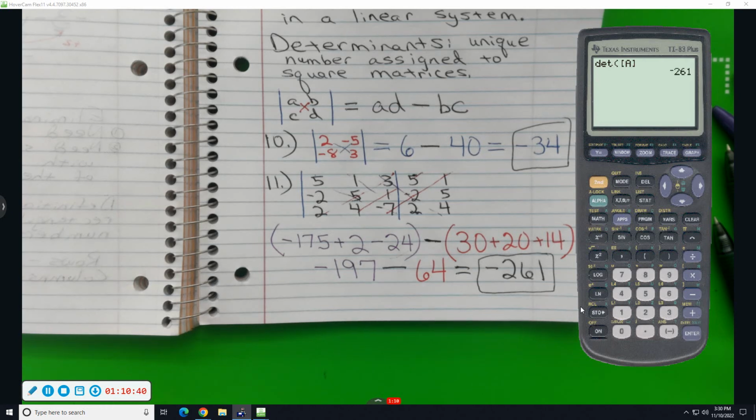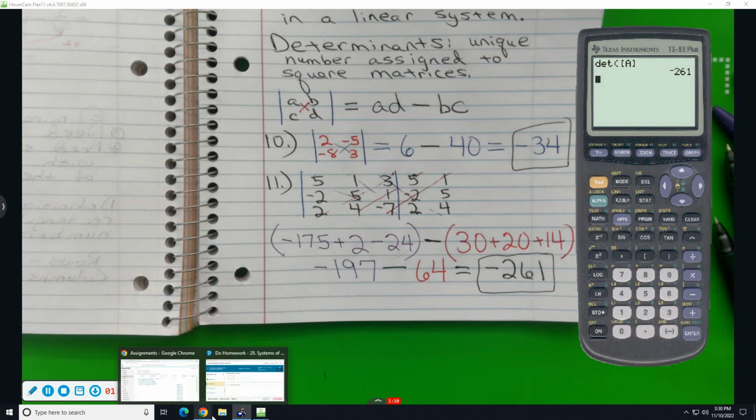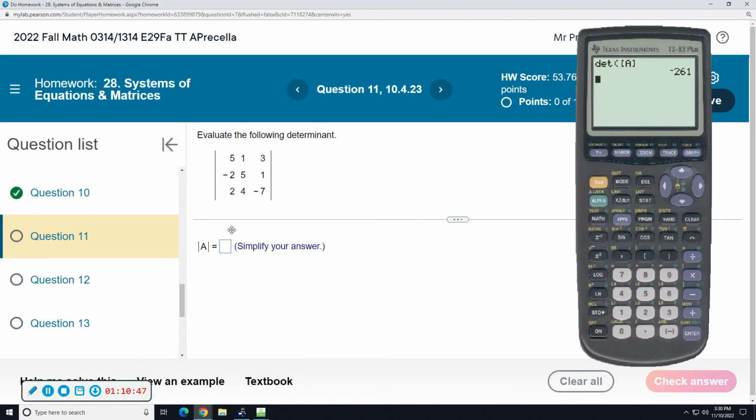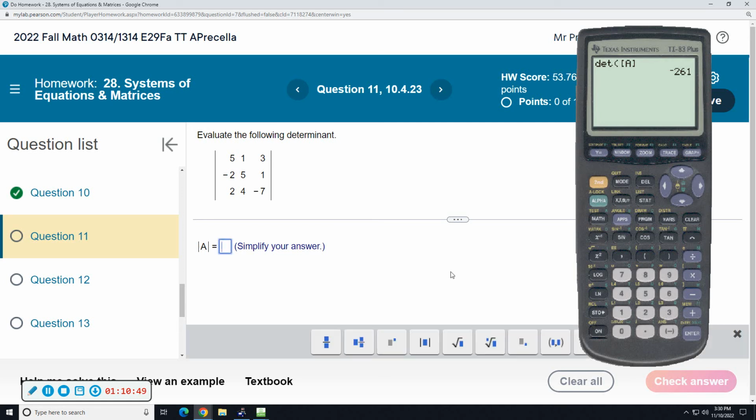There it is. I think my crisscross method is quicker than all that. Well, we're going to do the next one using just the calculator to make sure they get the hang of it. Negative 261.